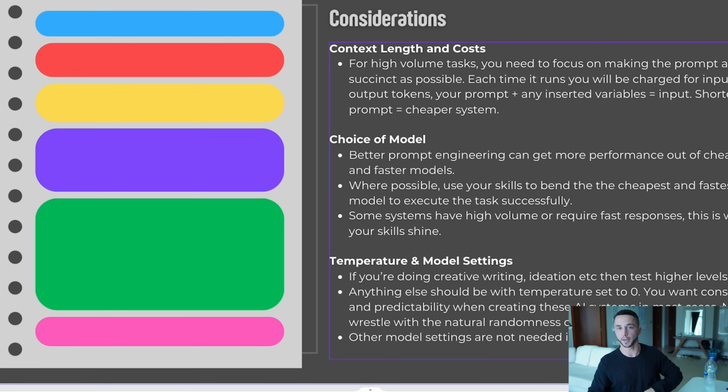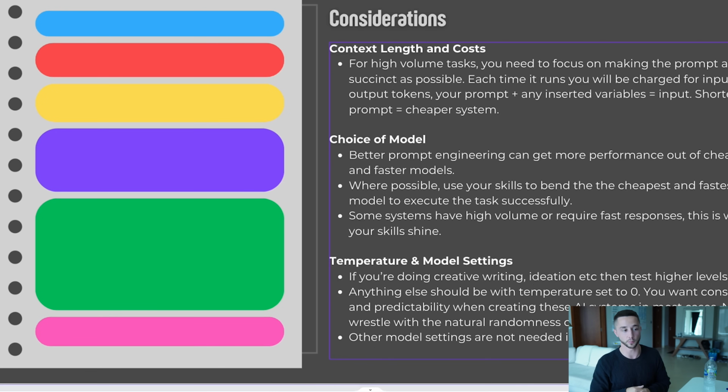Then we have the temperature and other model settings. If you're doing creative writing, ideation, etc., then test higher levels, so 0.5 to 1. But anything else, if you're putting systems like this, where it's classification or AI is doing a fixed piece of the puzzle, you want it to be on 0. We're trying to fight against the inconsistency and natural randomness of these models. And in order to do that, we need to set that temperature to 0. And that's going to make the system a lot more consistent.